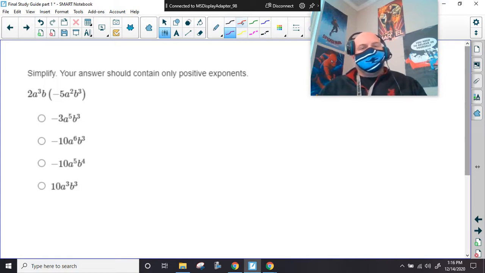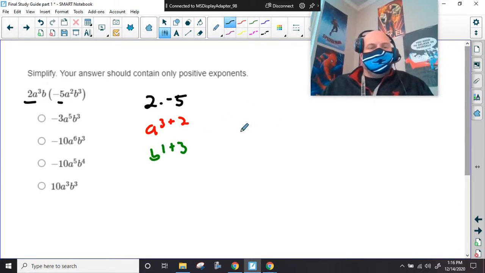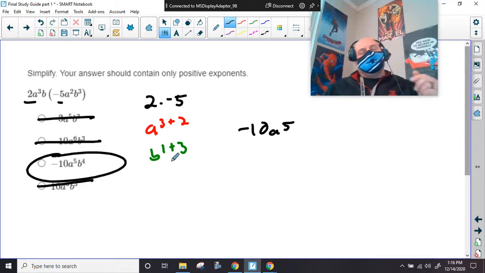All right, so remember here, we're going to multiply the numbers. So I'm going to have 2 times -5. And we're going to add the exponents right here. So this is A, 3 plus 2, and then B, 1 plus 3. All right, so we get -10 A to the 5th, B to the 4th, because 1 plus 3 is 4.